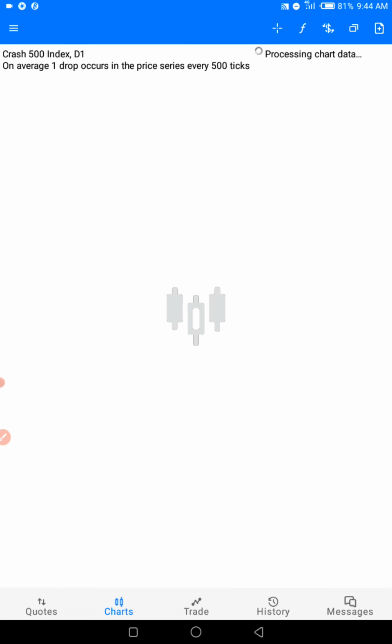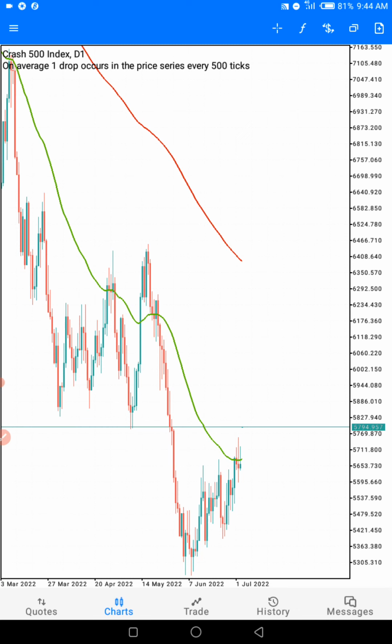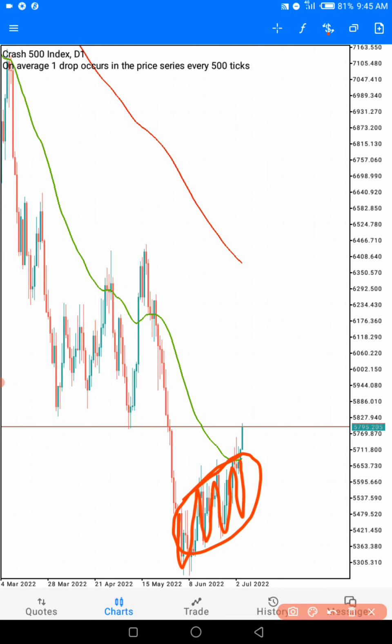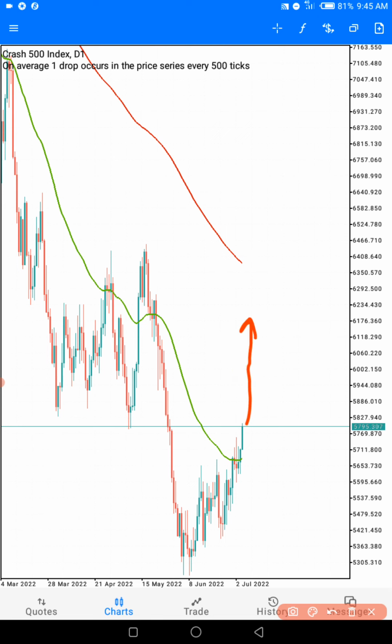Before I cover this video up, this is how Crash 500 has been. You know, there's been a point of consolidation, and it's now breaking through. This zone has been so rough, moving back and forth. The movement has been so rough, no proper direction. But currently, my moving average is supporting the price and pushing it upward. So we're going to see little movement upward today for 500.